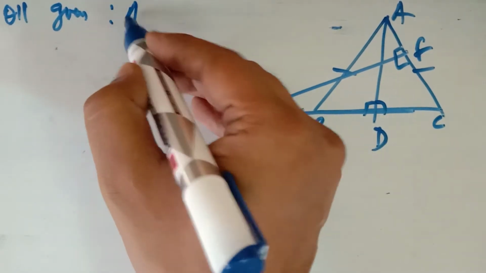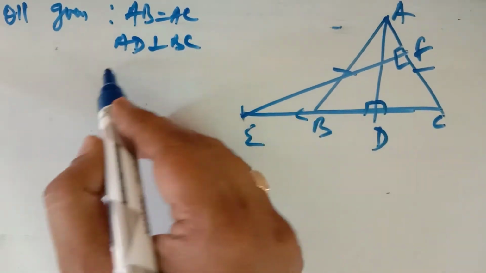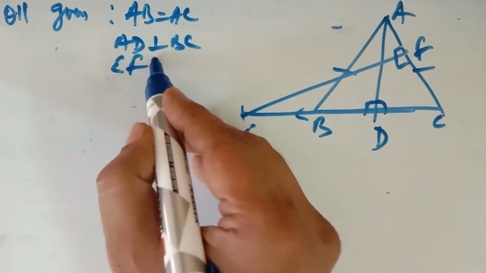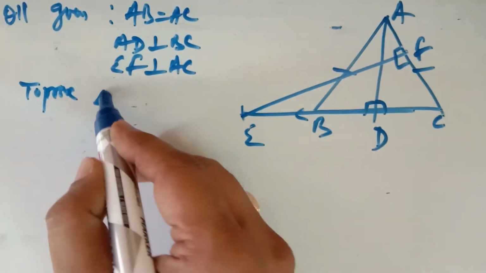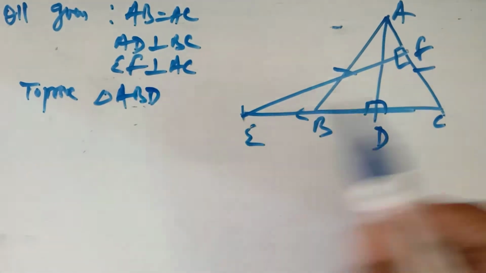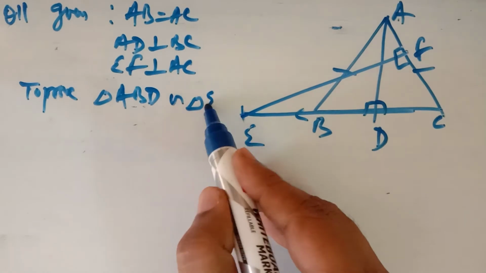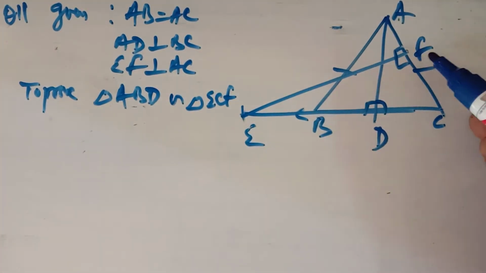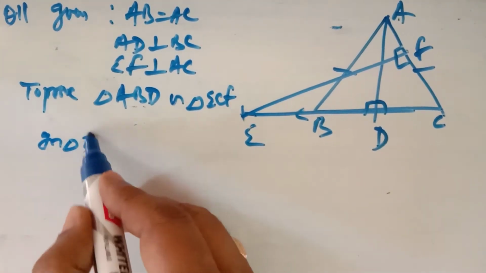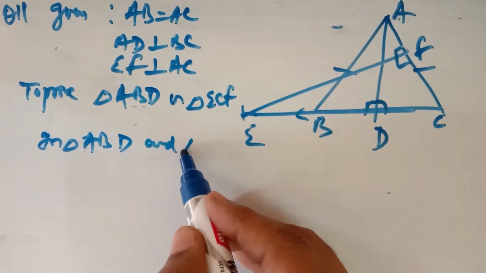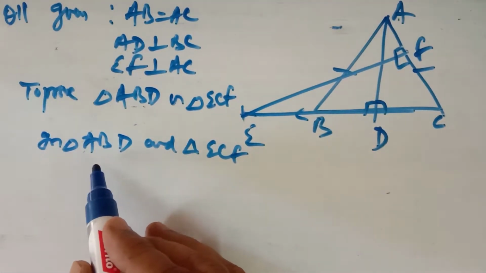It is given that AB is equal to AC, AD is perpendicular to BC, and EF is perpendicular to AB. You have to prove that the triangles are similar. Which two triangles are similar? Triangle ABD is similar to triangle ECF.